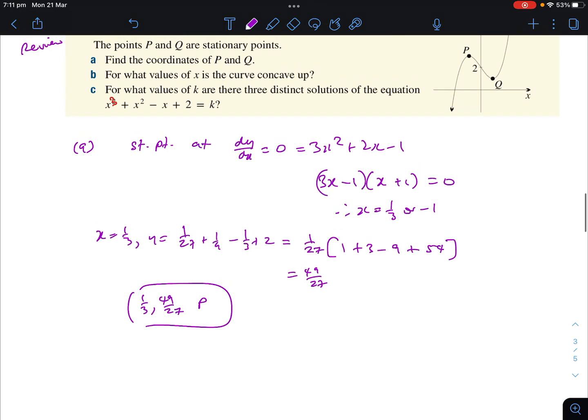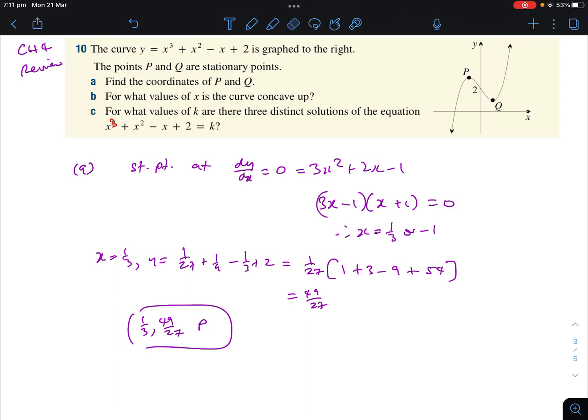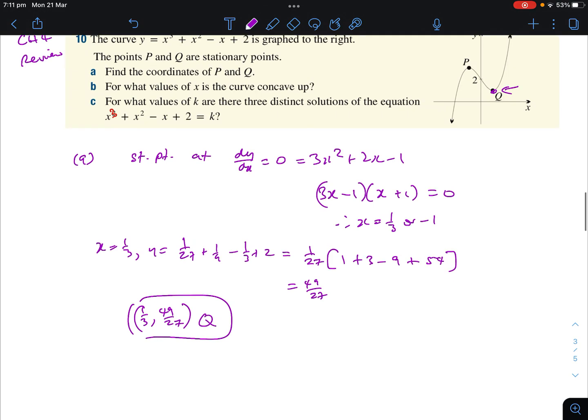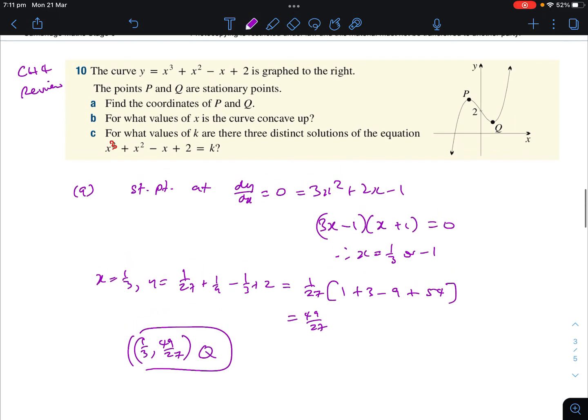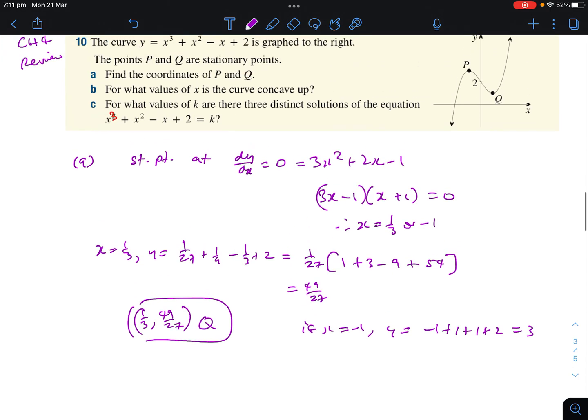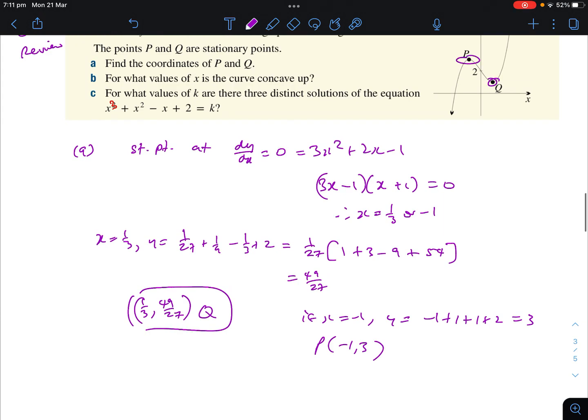So a third, comma, 49 over 27 is a stationary point. That's less than 2, so that makes sense. That's not the point P, it's the point Q, actually, because it's just to the right of the y-axis. The other point is when x equals negative 1: y equals negative 1 plus 1 plus 1 plus 2, which is 3. So the point P is negative 1, comma 3. That makes sense.